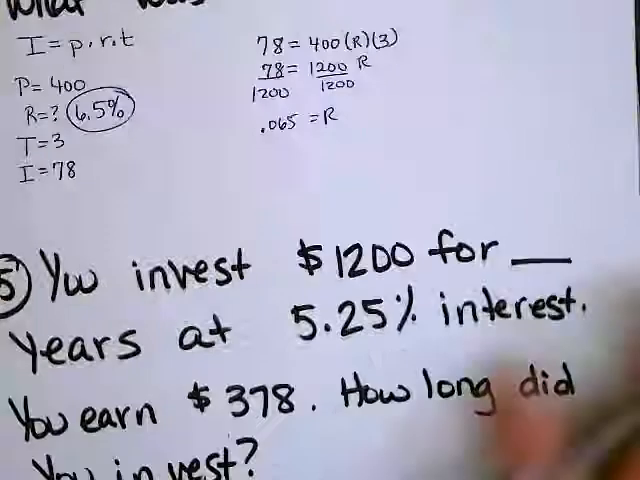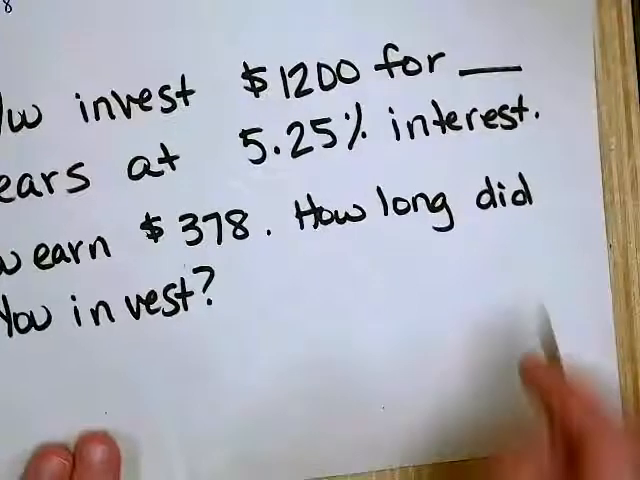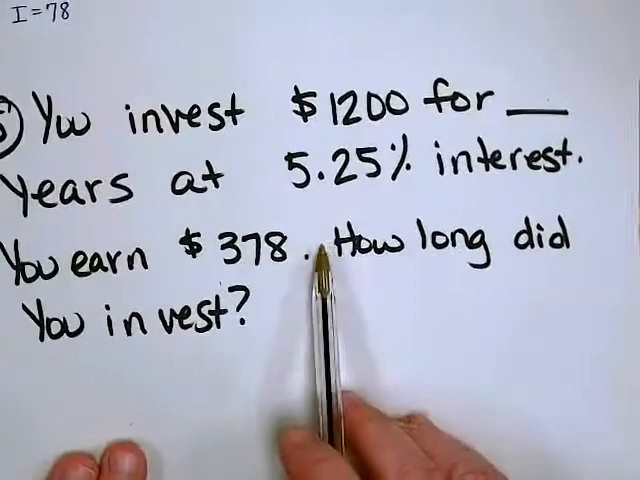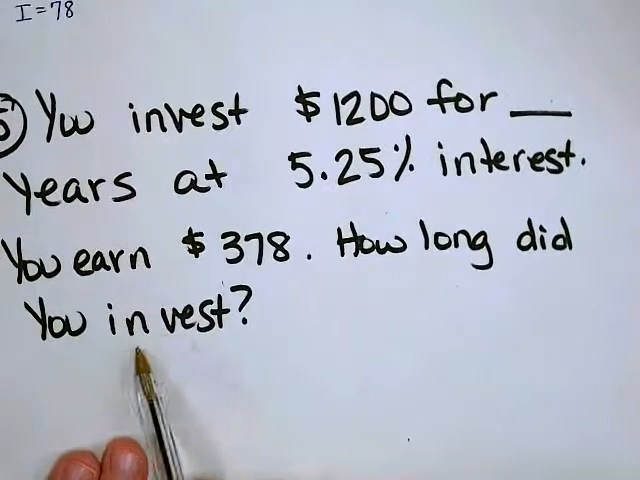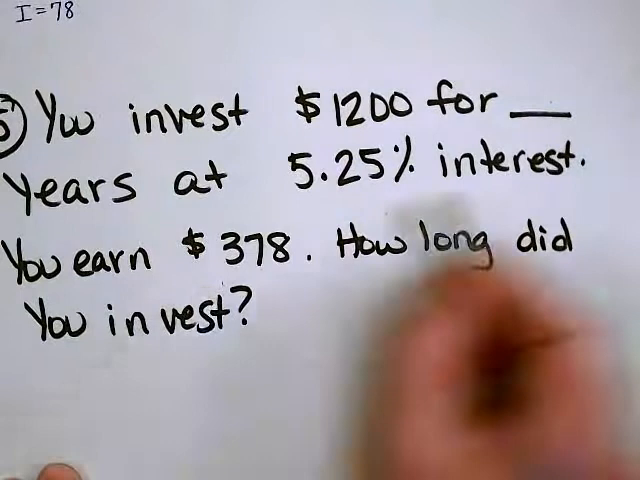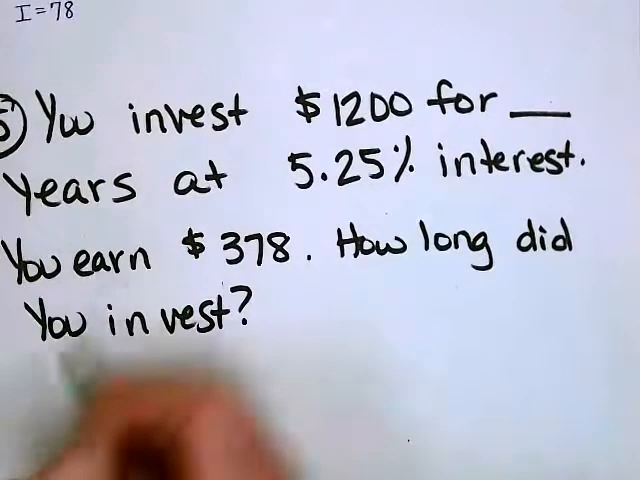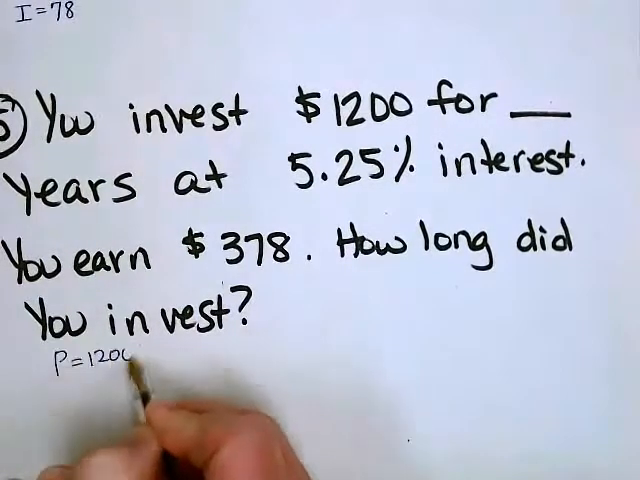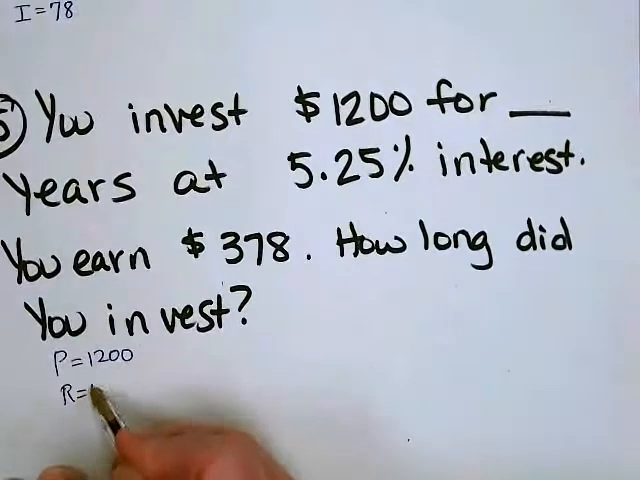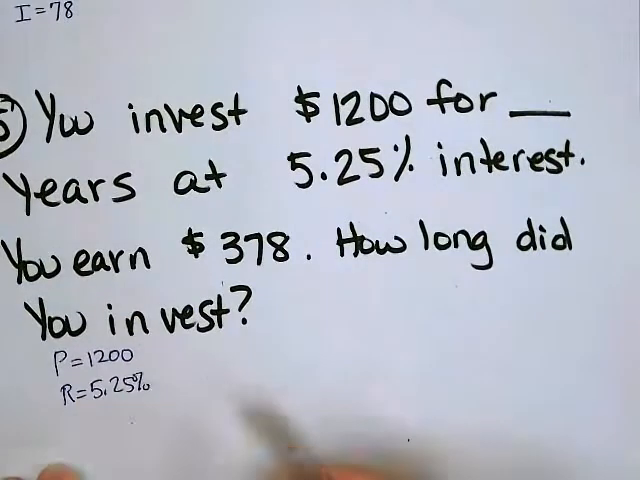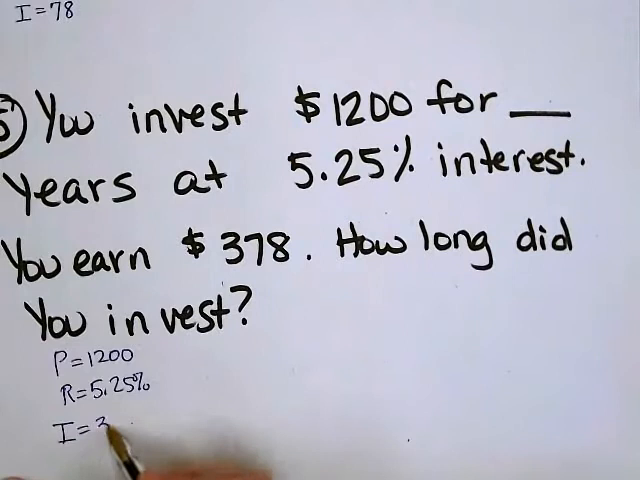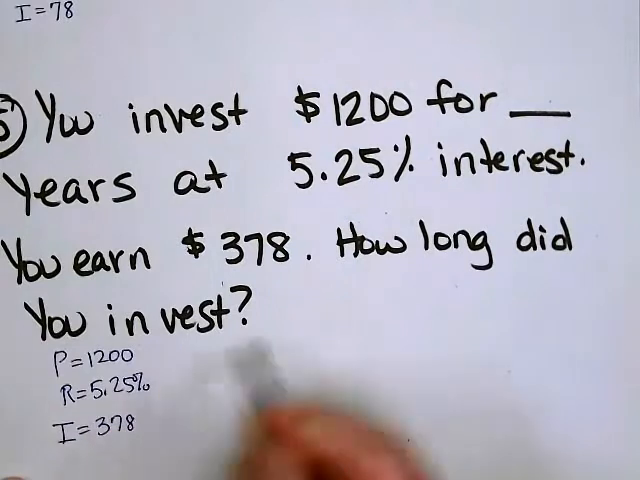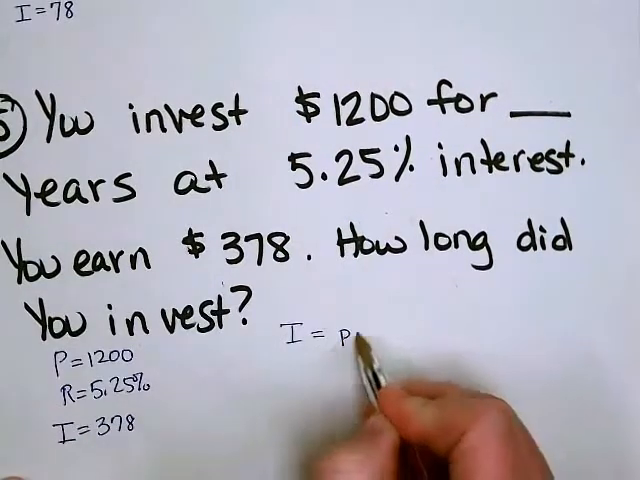The last one, you invest $1,200 for blank years at 5.25% interest, and you earn $378. How long did you invest? This time we're looking for time. So we know the principal is $1,200. We know the rate is 5.25%. We know the interest is $378. Put it in your formula.